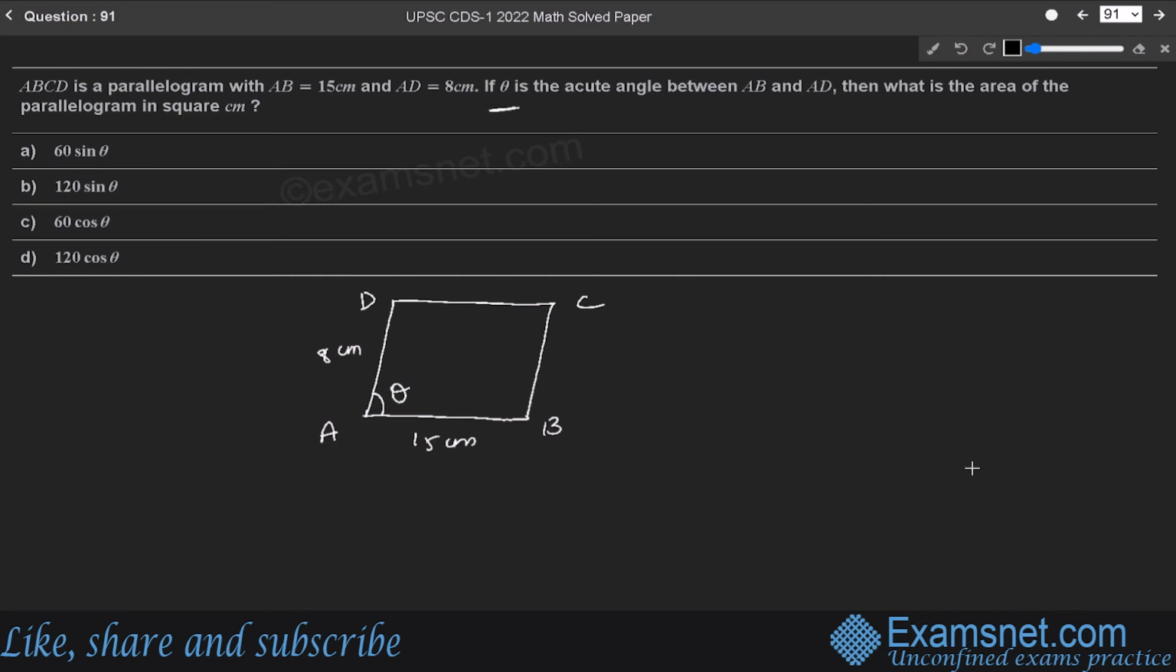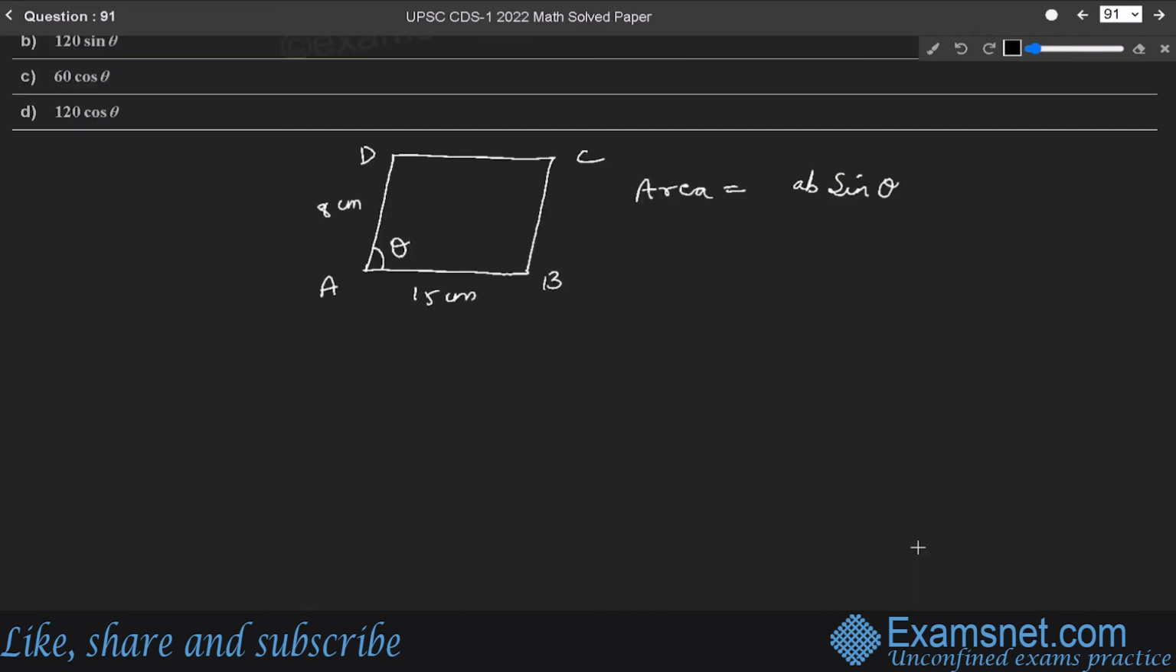we know that if A and B are adjacent sides and theta is the angle between them, then the area of the parallelogram will be, for that condition, AB sine theta. So according to the question, the area of this parallelogram will be AD into AB into sine theta. See here, the two sides which are adjacent and theta is the angle between them are AB and AD, because theta is between AB and AD.